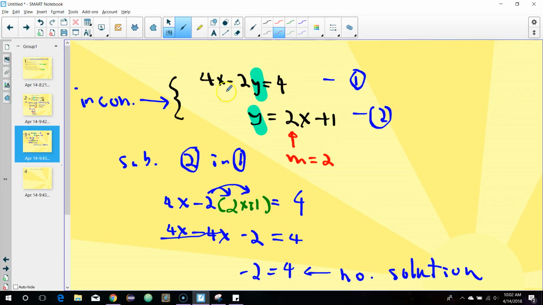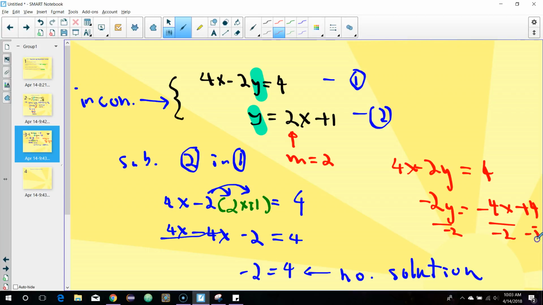I can fuss with this for a little bit. I want to turn that into the mx plus b form. So I want to keep the y, so I'm going to move that 4x to the other side. I ended up with negative 4x plus 4 divided by negative 2 everywhere. So y is equal to 2x minus 2. So again, the slope is equal to 2.